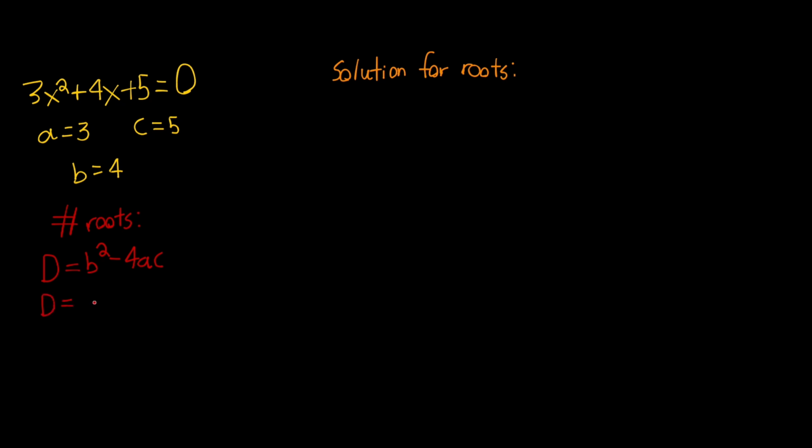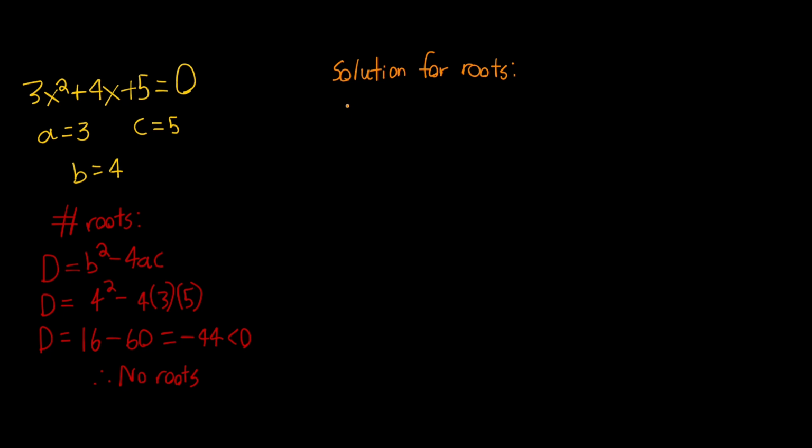Well, here, that's going to give me 4 squared minus 4 times 3 times 5, which is equal to 16 minus, and there 4 times 3 is 12, which is going to give me 60, or negative 44, which is less than 0. So you might remember that this means that it has no roots. But what does this actually mean?